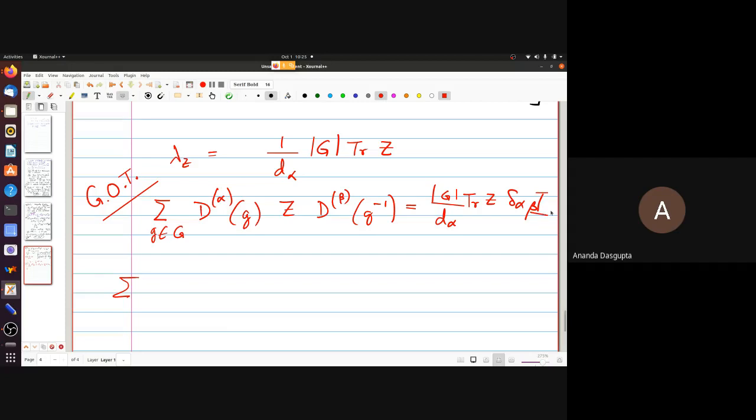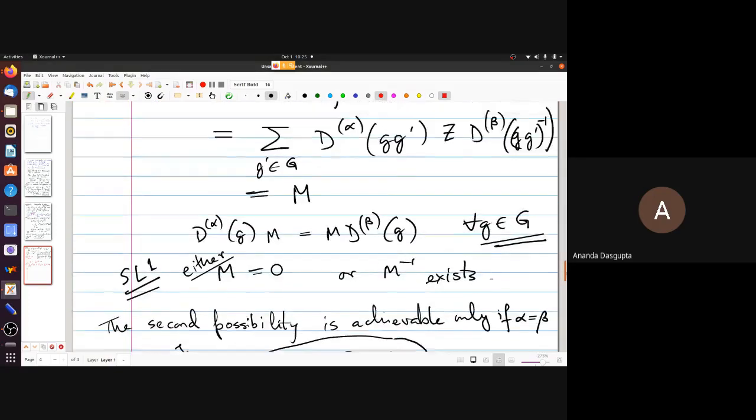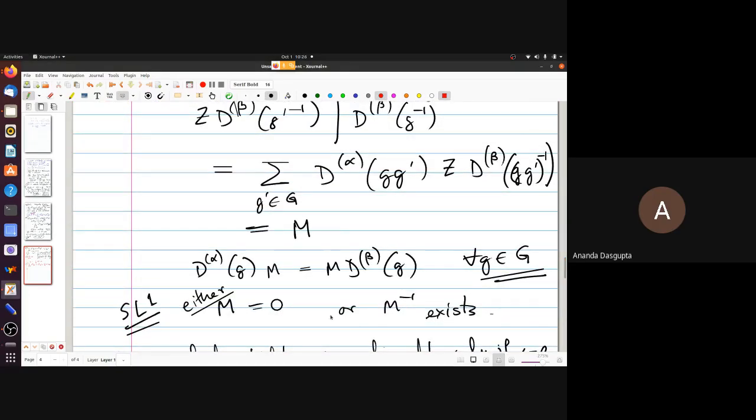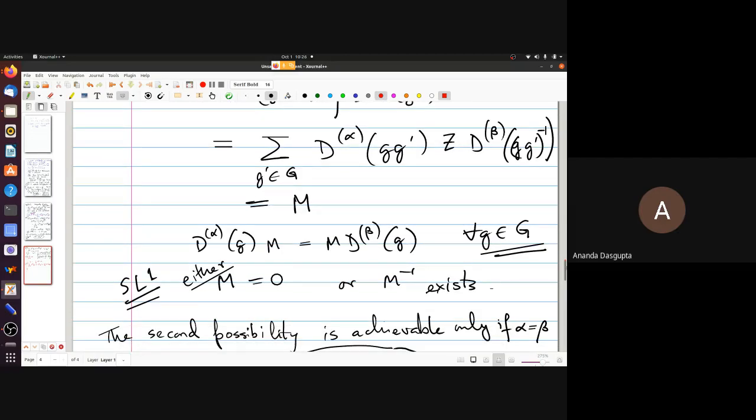Sir, in the statement, it said that they are either identical or inequivalent. We saw that it's either one, but how are we seeing that it's inequivalent? Is it because of the delta alpha beta? No, we are saying, look, that was a long time ago actually. Let's go back a bit. We proved that M is either 0 or M inverse exists, right? Yes. So what we said was, if M inverse exists, when can that happen?